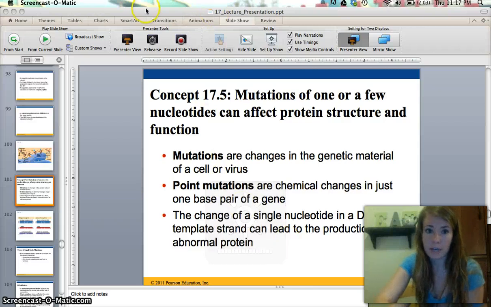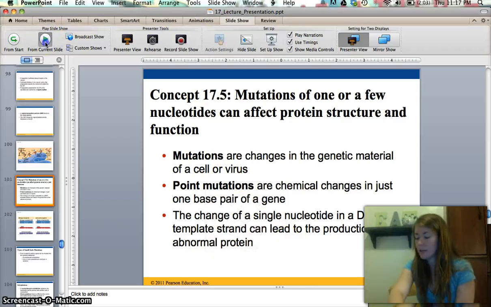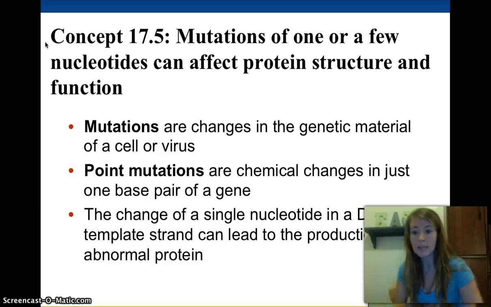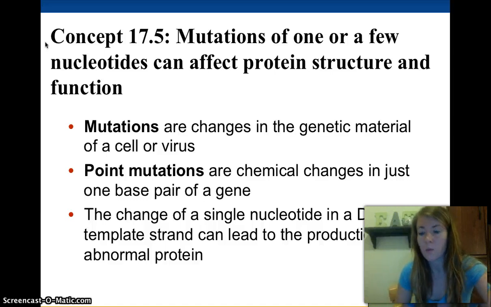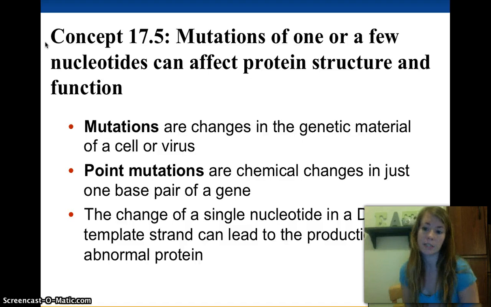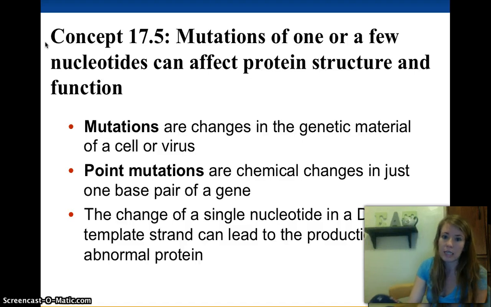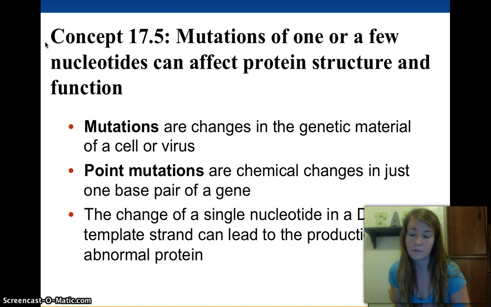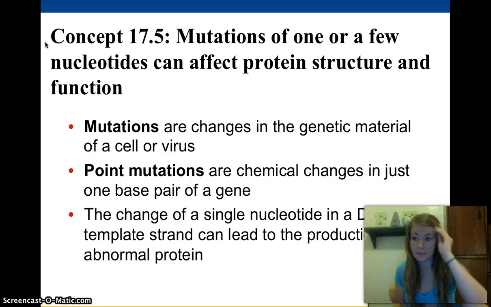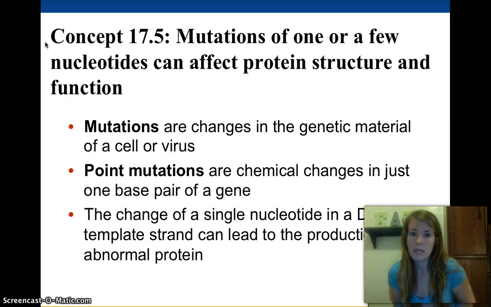So we are almost to the end of chapter 17, but what we would talk about in chapter 17.5 is what happens when something goes wrong here, when there's a mistake and we get a different kind of protein than we intended from a mutation. So a mutation is a change in the genetic material of a cell or of a virus. It can be based on a lot of different things. Some mutations have little to no effect on the cell and on the organism, and some mutations are very, very devastating and very challenging to the organism.